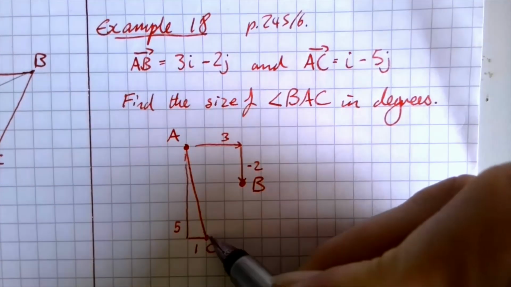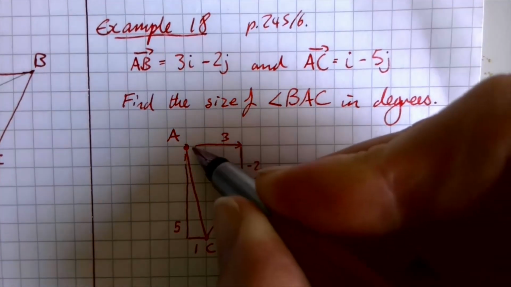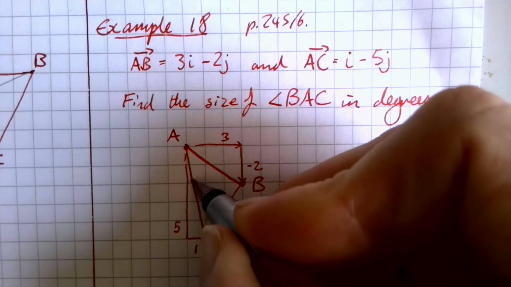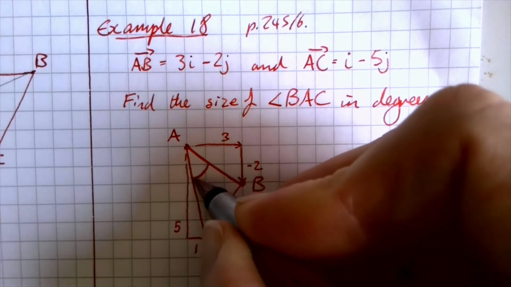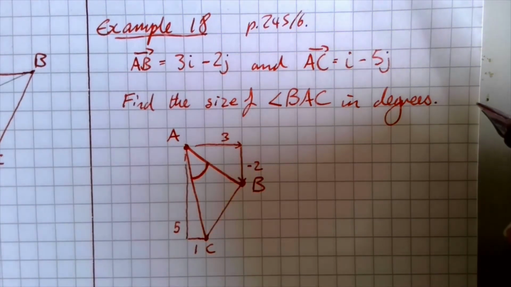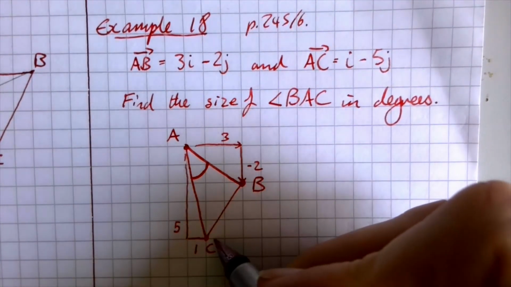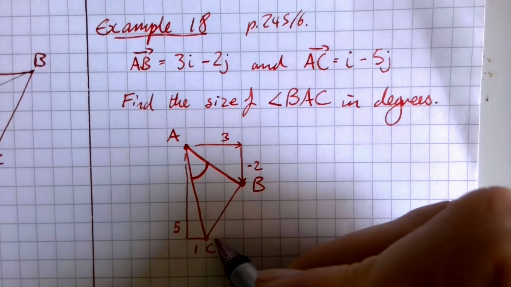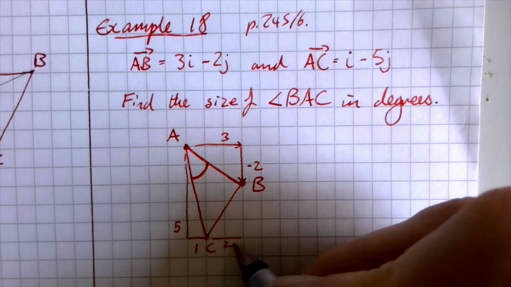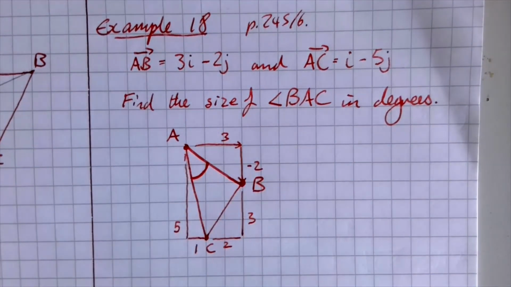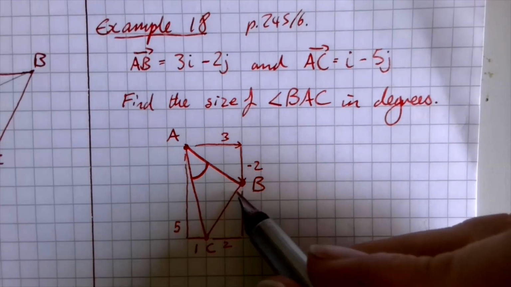I've got my triangle going round there, and the angle BAC is going to be that one there. And from here to here you can sort of see that that distance there is 2, and that distance there is 3.